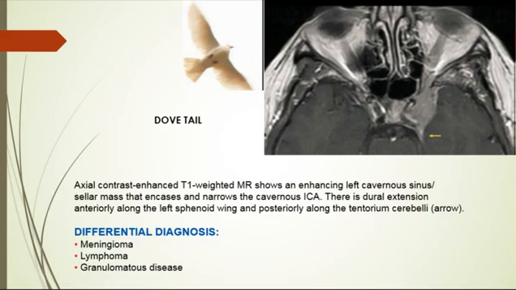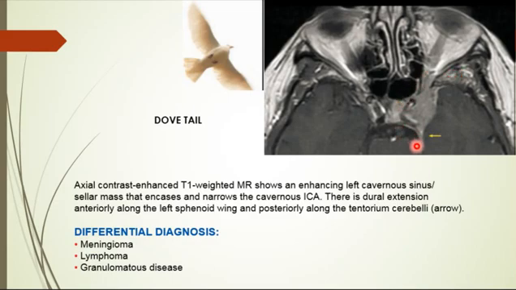Okay, so as you can see, there is an enhancing left cavernous sinus or cellular mass that encases and narrows the cavernous ICA. This is a very important thing to notice. The ICA here is encased and narrowed with dural extension along the left sphenoid wing. You can see here and here the dural tail.